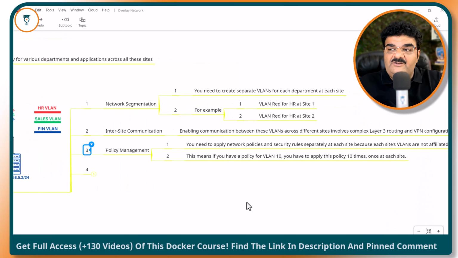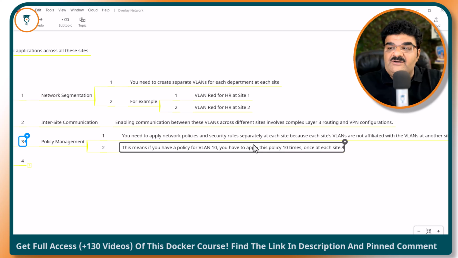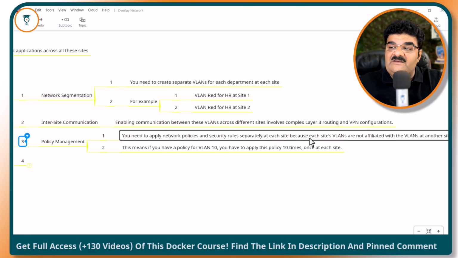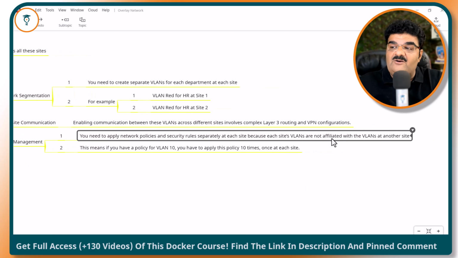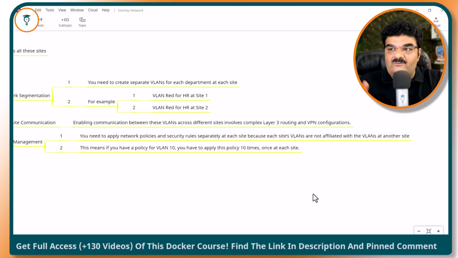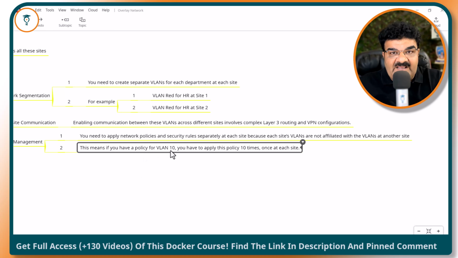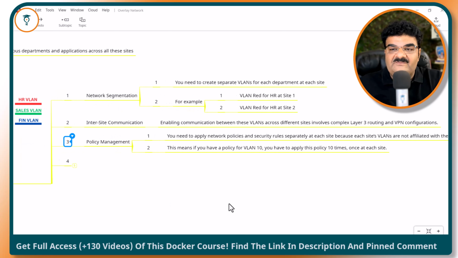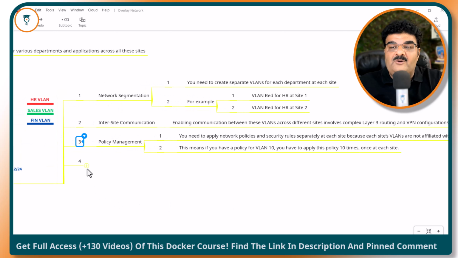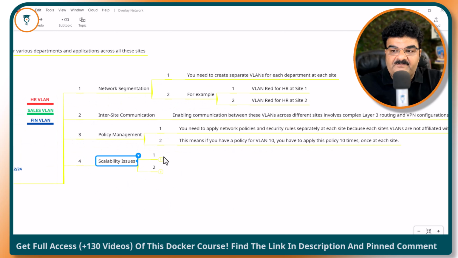Policy management: you need to apply network policy and security rules separately at each site because each site's VLANs are not affiliated with the VLANs at another site. They have no communication. This means if you have a policy for VLAN 10, you have to apply this policy 10 times, at each site. So multiple processes will happen over here.